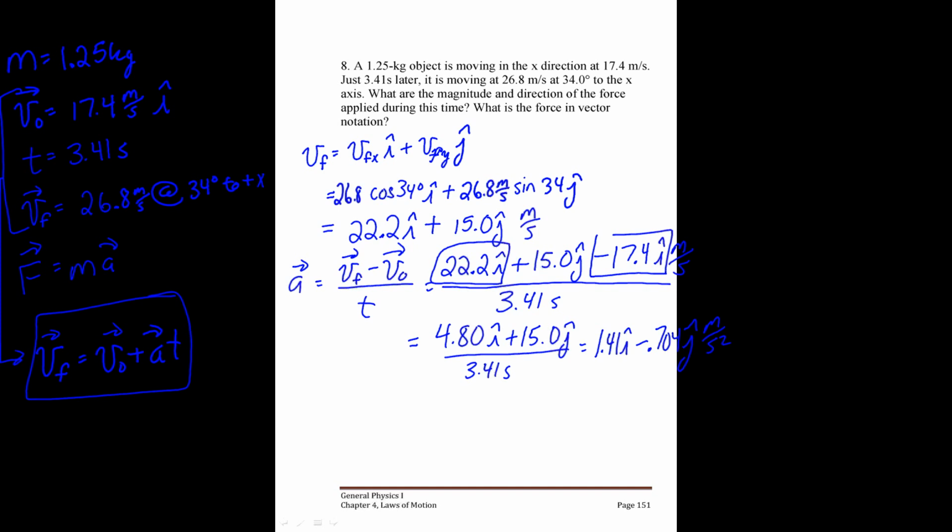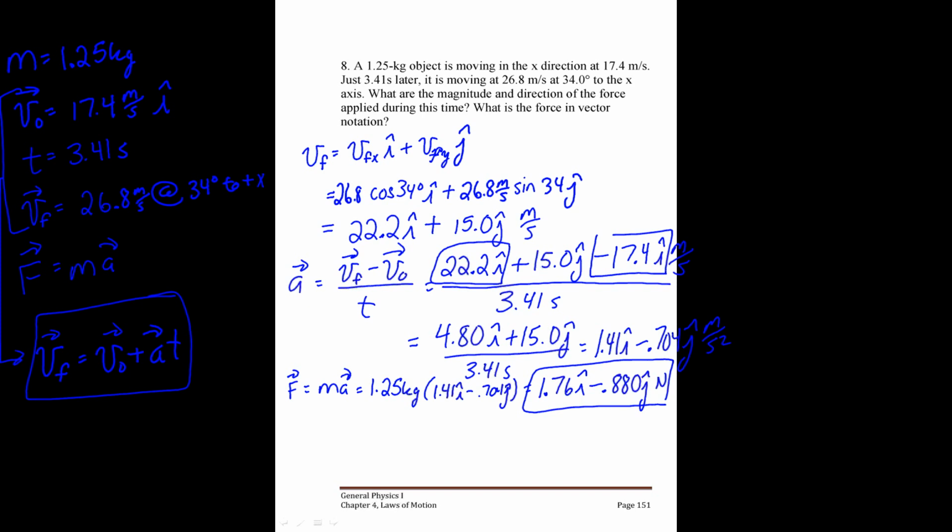Okay, so now I really want to know what is the force in vector notation. I have the acceleration, so this is pretty easy. Just the mass times that vector. That's going to be 1.25 kilograms times 1.41 I minus 0.704 J. And so that works out to be 1.76 I minus 0.880 J, and that's in newtons. All right, so that's my force in vector notation.